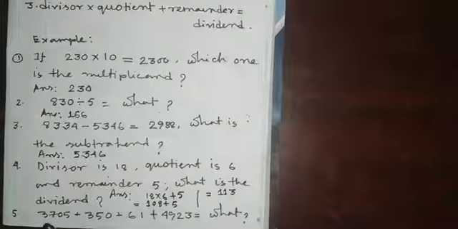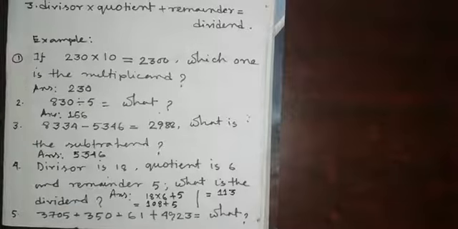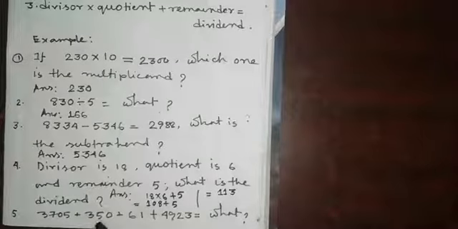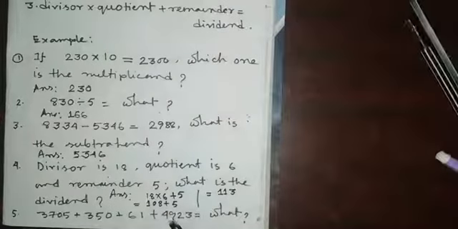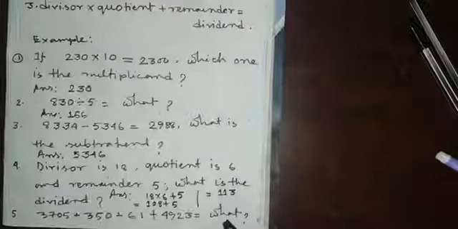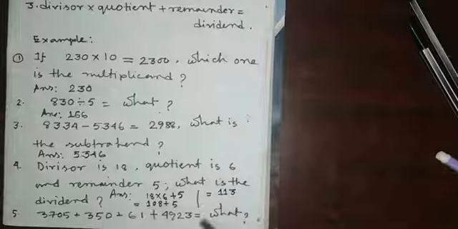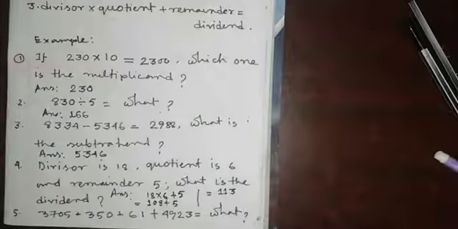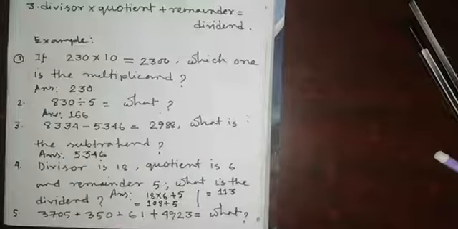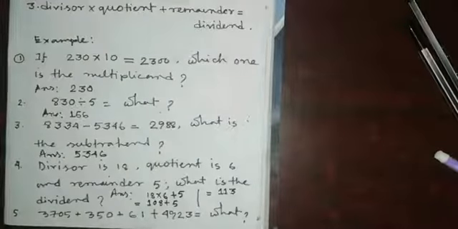And the next one, look at this: 3705 plus 3350 plus 61 plus 4923 equals what? You have to add these 4 numbers side by side. If it is difficult, you can do it as rough work in the vertical way, and you will get the same answer. Otherwise you can do it easily side by side.